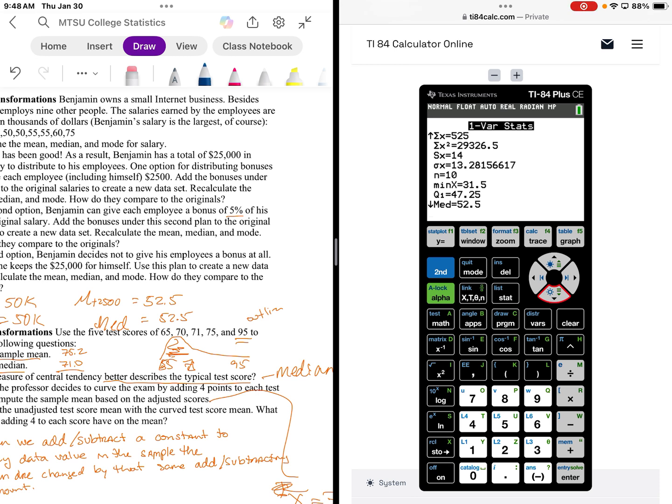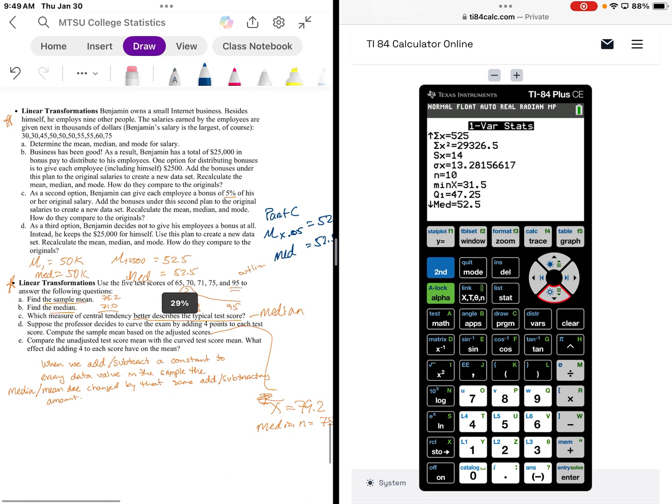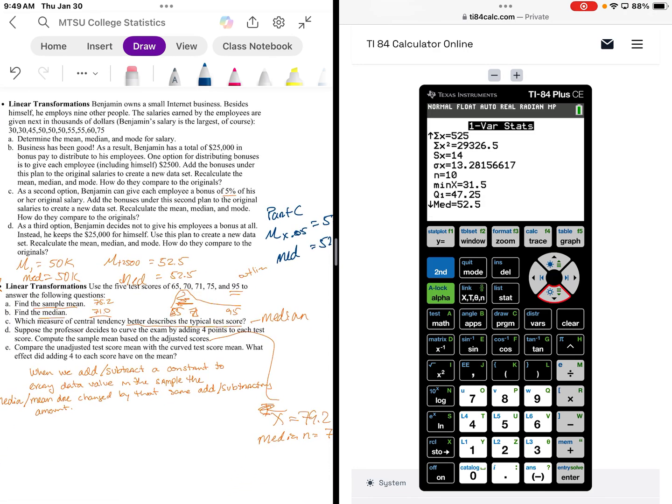All right. So with that, for part C, the mean when we multiplied by 0.05, a 5% raise, was equal to 52.5, and the median, again, was 52.5. As we compare those things, we would say there's no difference between giving everybody a $2,500 raise or a 5% raise. The mean is going to be the same. The median is going to be the same.